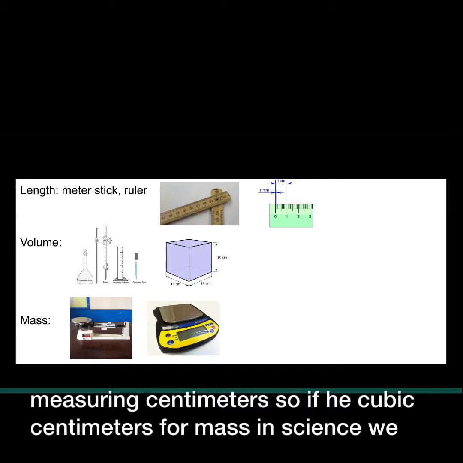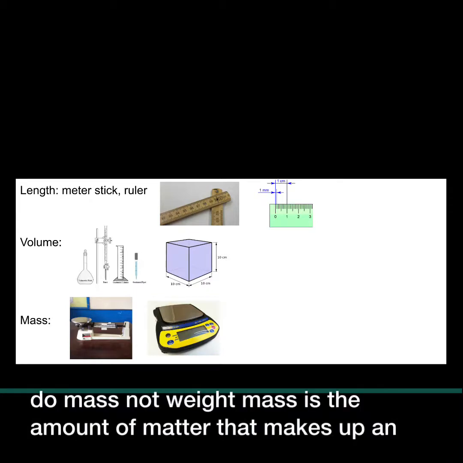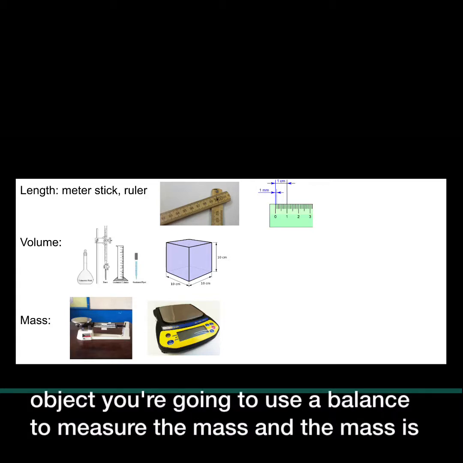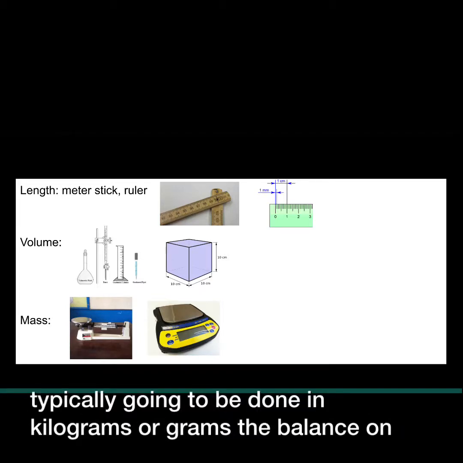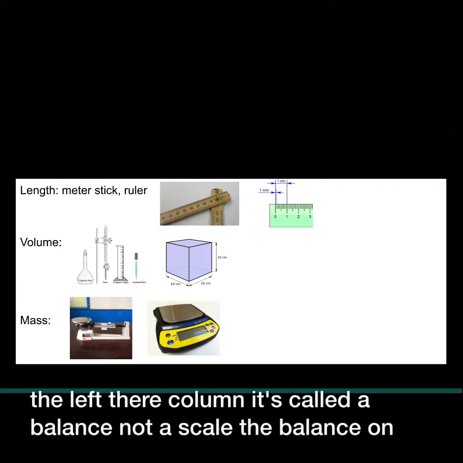For mass, in science we do mass, not weight. Mass is the amount of matter that makes up an object. You're going to use a balance to measure the mass. And the mass is typically going to be done in kilograms or grams. The balance on the left, it's called a balance, not a scale.